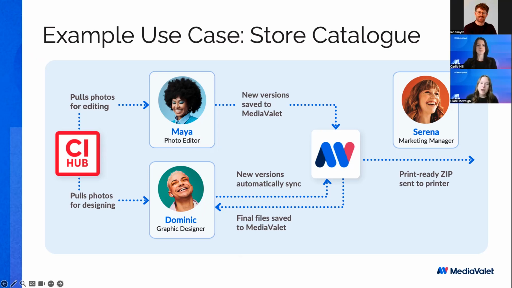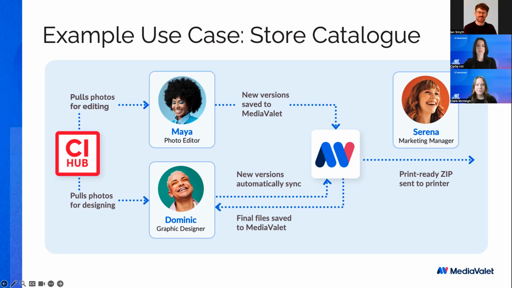So, as we wrap up this session, we're going to do a quick walkthrough of how CI Hub can be used in a simple workflow. So, say you're part of a creative team at a retail store, working on a new seasonal print catalog. The team has just received the images from the latest photo shoot, and these need editing before making it into the final catalog. The great part about the CI Hub integration is both the photo editing and the final catalog design can happen concurrently.